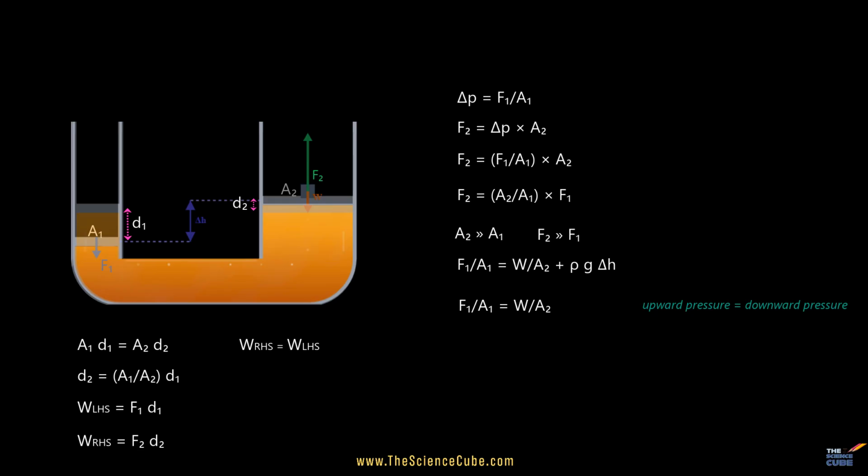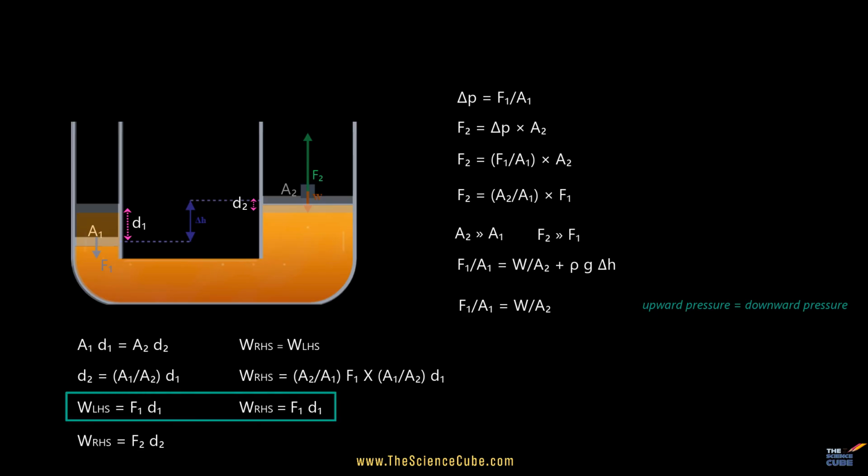So if you substitute this for D2 and this for F2, you get work done on the right hand side, which equals A2 upon A1 into F1 into A1 upon A2 into D1. That you see turns out to be F1 D1, or the same work done as on the left hand side. Simply put, big force into small distance is equal to small force into big distance. There is no free energy.